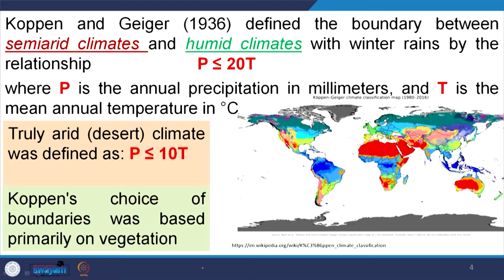So, the pioneering work to define the climatic domains of the world was first carried out by Köppen and Geiger in 1936. They defined the boundary between semi-arid and humid climates with winter rains by the relationship P ≤ 20T, where P is the annual precipitation in millimeters and T is the mean annual temperature in degrees Celsius. Truly arid desert climate was defined as P ≤ 10T. This choice of boundaries adopted by Köppen was based primarily on vegetation, as a parameter to define whether it is an arid region or a humid region.